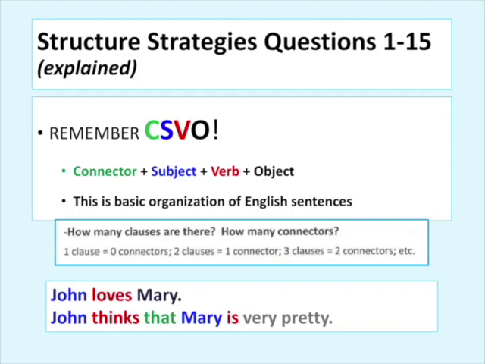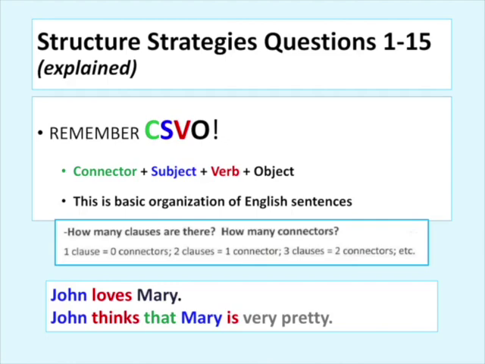But right now, you see this box here? This shows how many clauses there are and how many connectors there need to be. If there's a sentence with only one clause, there are 0 connectors. The example is down here. John loves Mary. That is a simple sentence with only one clause. We have a subject, John, a verb, loves, and an object, Mary.